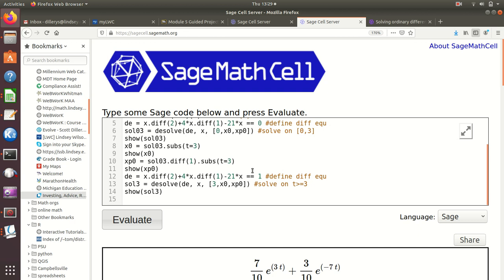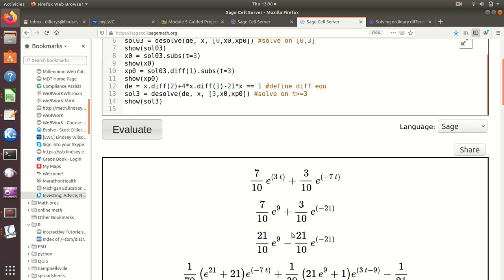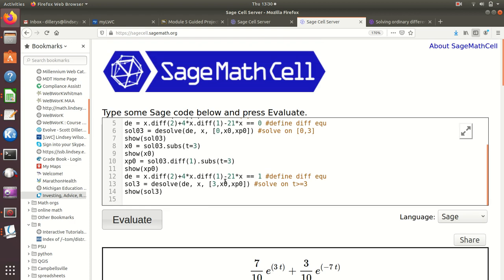I kind of like the Sage. It's nice that way. But you want to know how to do these things by hand. When you start getting constants that are as nasty as this and so forth, there's a real good chance I'm going to make a mistake.